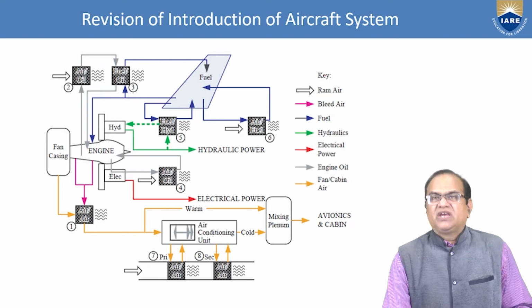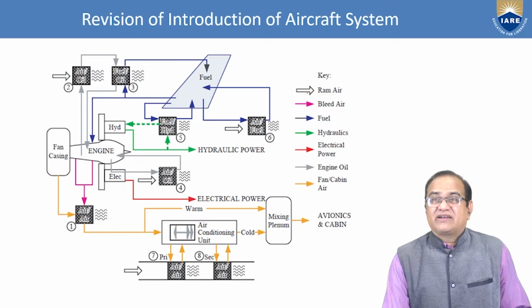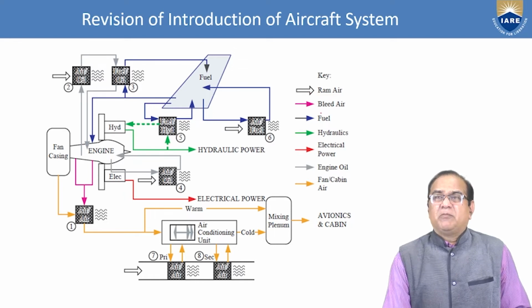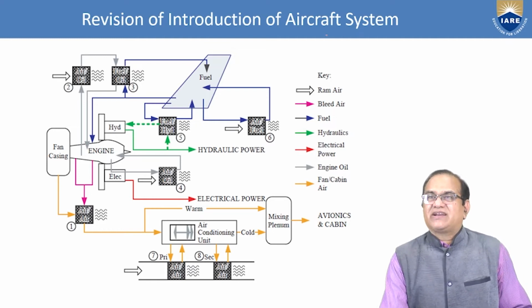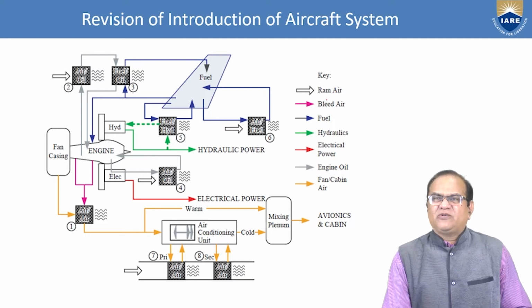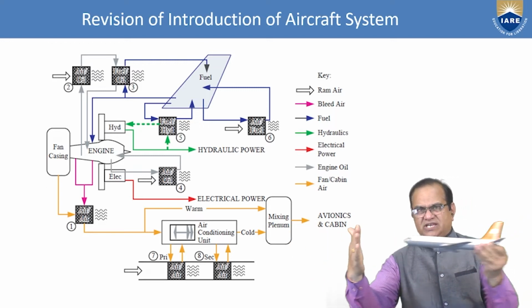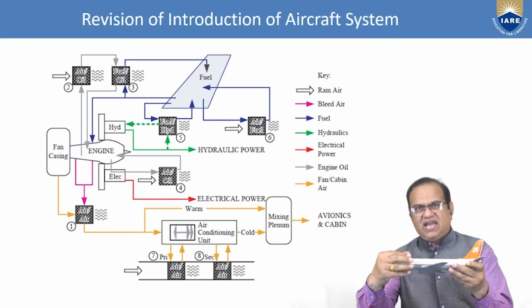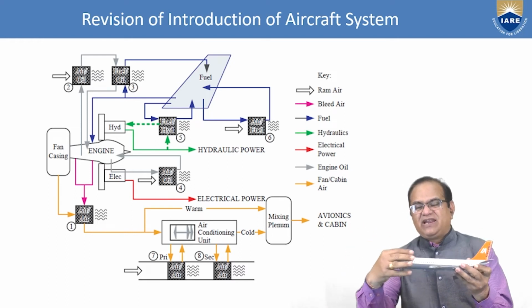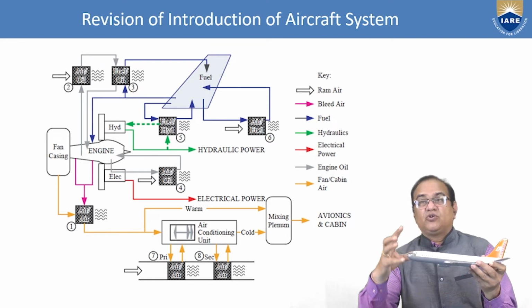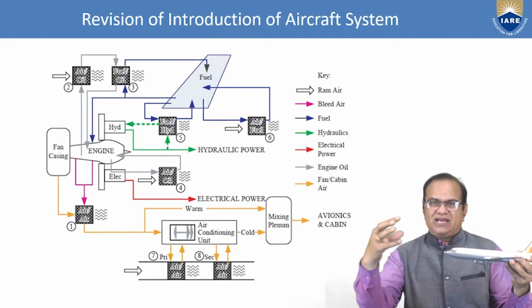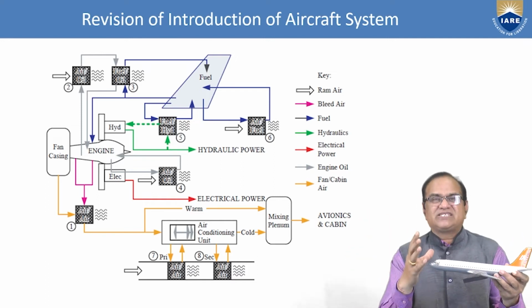If you see here, we have some key elements: the ram air, bleed air, fuel system, hydraulic system, electrical power system, engine oil system, fan and cabin air. You can see the colors. Ram is nothing but when the aircraft is flying. Due to the velocity, air is stagnating here, and due to this stagnation of air, a high pressure is generated. It gives a high pressure due to the sticking of air on the aircraft. This air is called the ram air.